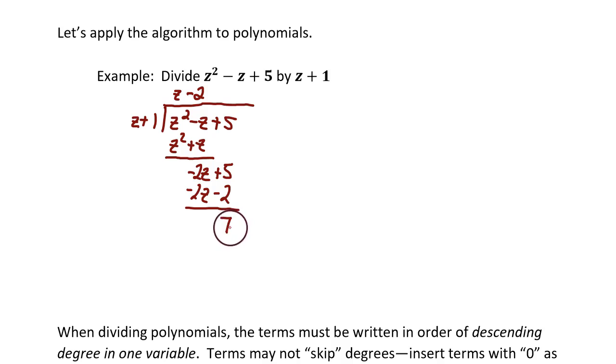The result, 7, is called a remainder. And to write the answer, you put the remainder on the end of the quotient. z minus 2 plus 7 out of z plus 1.